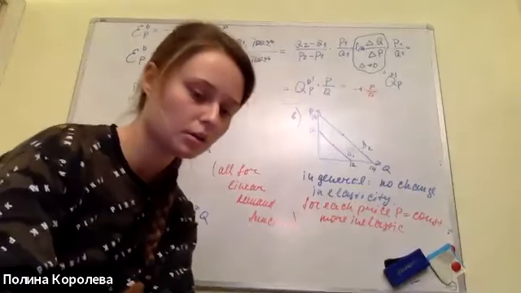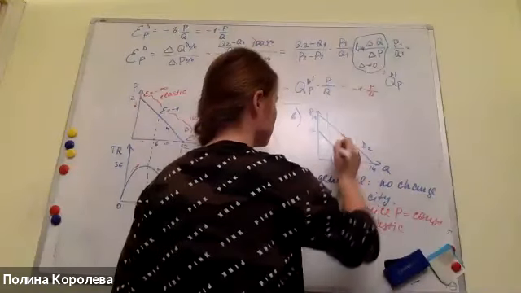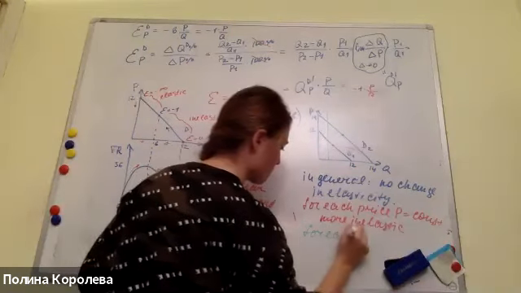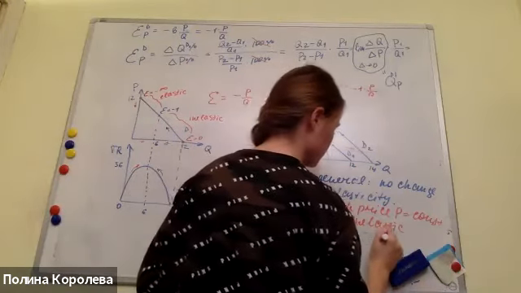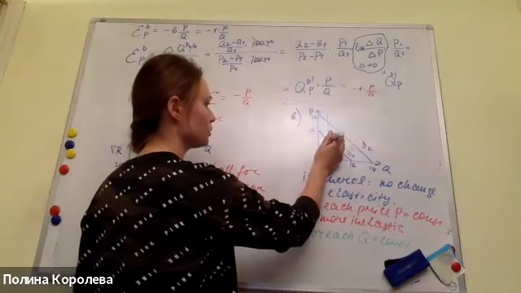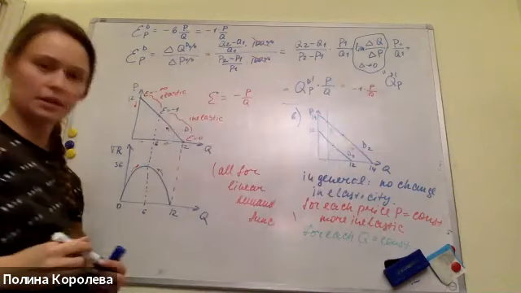And for constant quantity, for each quantity, for example Q constant, we move from here to here. What can we say?